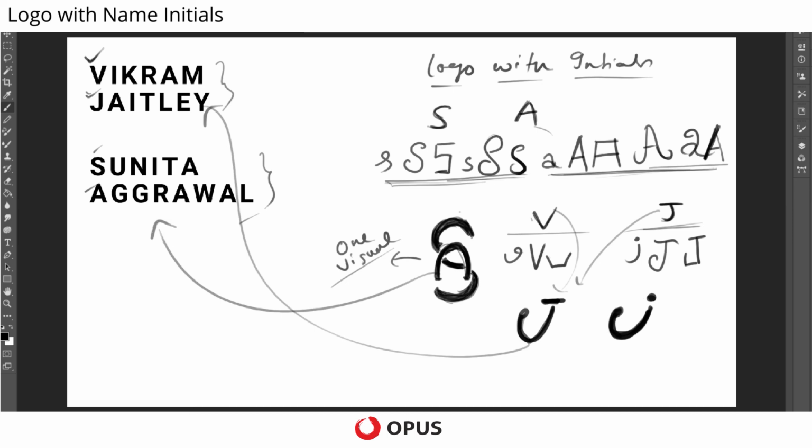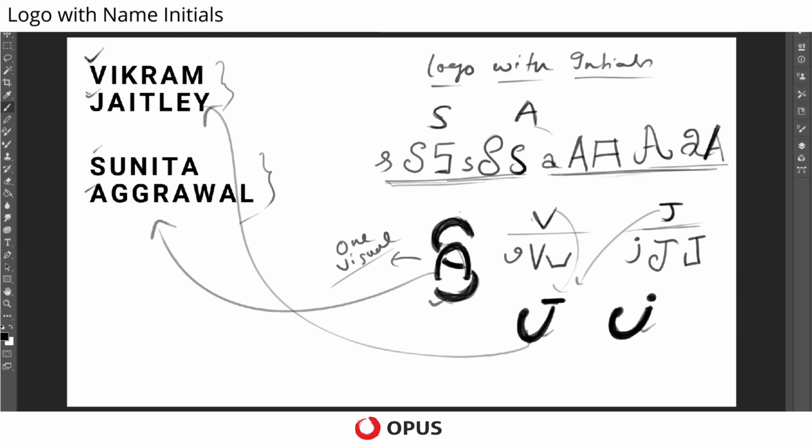This is the art of combining letters to create a logo, or a visual which can stand on its own and is independent of other letters, but as a whole it is a visual in itself and can work as an identity. So these two, this one and this one, can work as a visual identity for a person with the initials either SA or VJ.